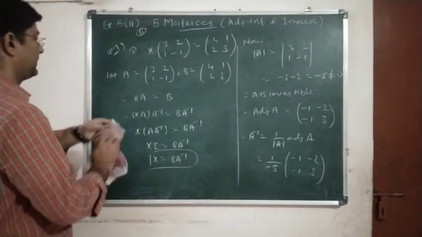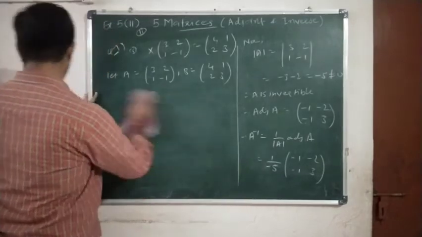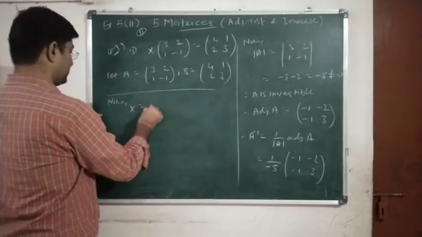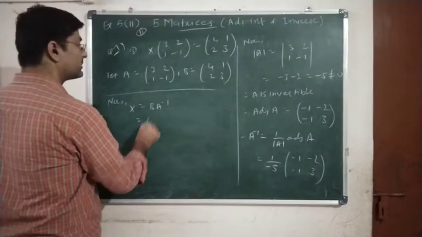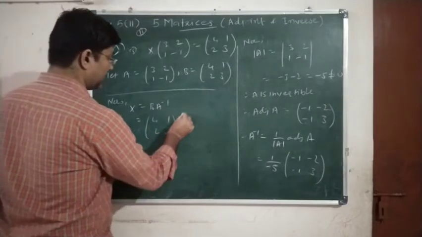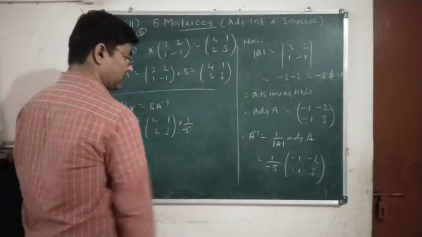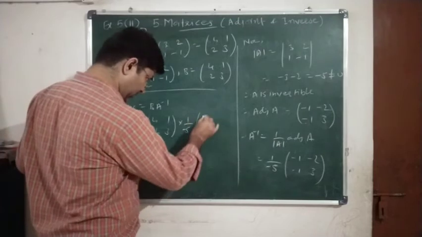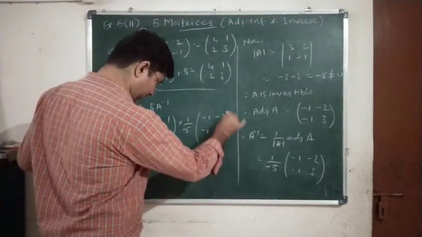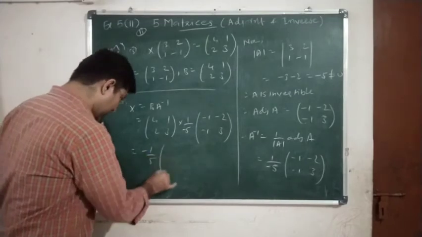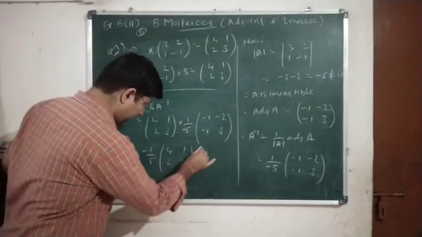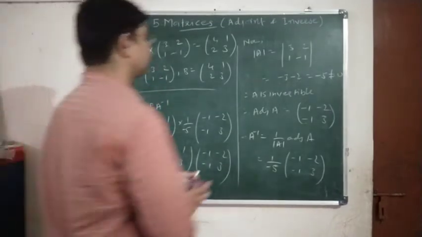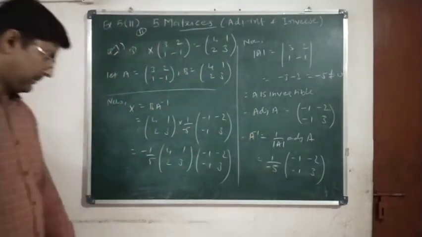Now let us multiply B into A inverse. Now X is equal to B into A inverse, so B is 4, 1, 2, 3 and A inverse is minus 1 by 5 into minus 1, minus 2, minus 1, 3. Now this minus 1 by 5 I can put outside. First I will multiply the two matrices. Yes or no? Let us multiply the two matrices.